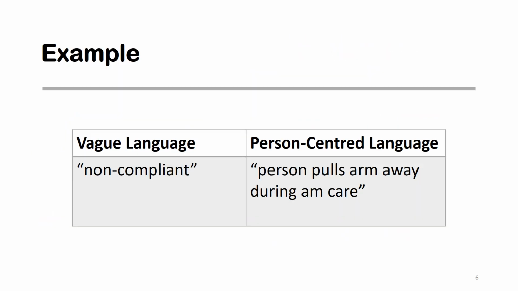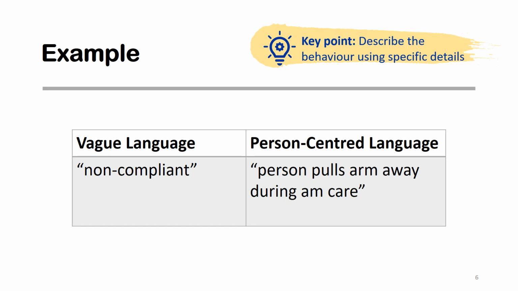Let's look at an example. The term non-compliant gives us very little information about what the behavior is and when or where a person is exhibiting this behavior. Describing the behavior with specific details, such as person pulls arm away during morning care, provides a better sense of what is happening and helps us consider the best ways to respond to the behavior and approach the patient. Does provision of morning care cause the person pain?